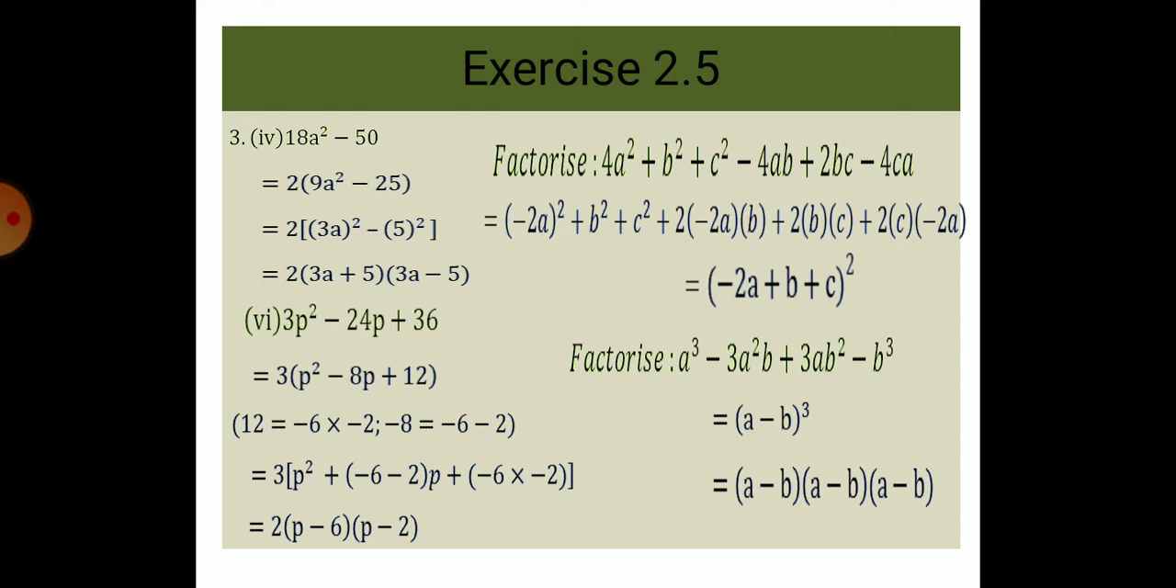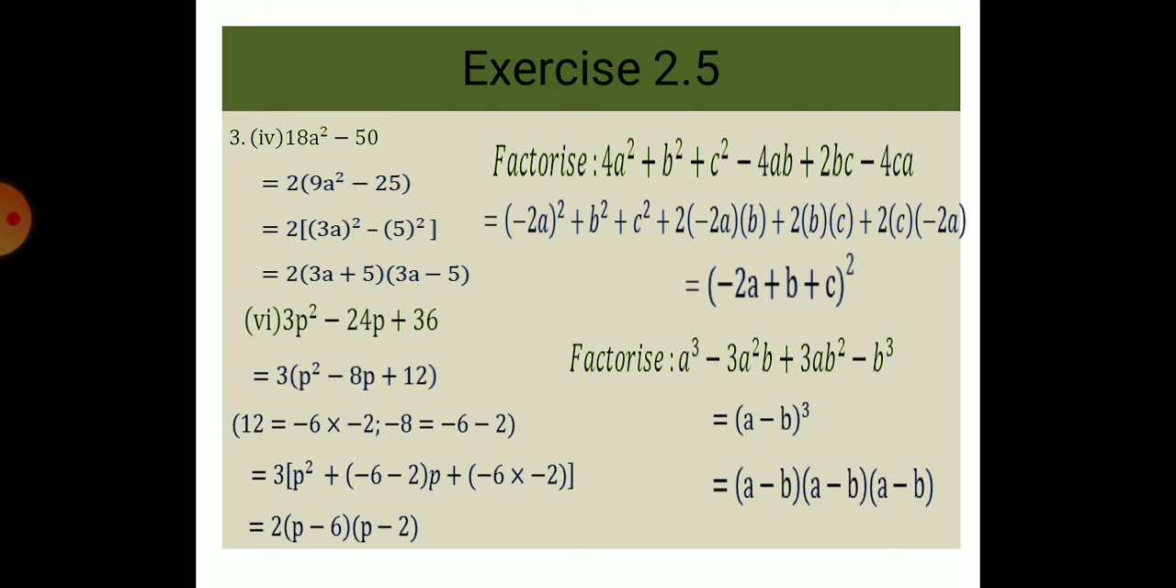We know that a² − b² is equal to (a + b)(a − b). Similarly, for (3a)² − 5², we will write (3a + 5) and then (3a − 5). So the factors of 18a² − 50 are 2 into (3a + 5) into (3a − 5). So here the main thing is to observe the question, try to understand it, think about which identity we can reduce it to, and continue.